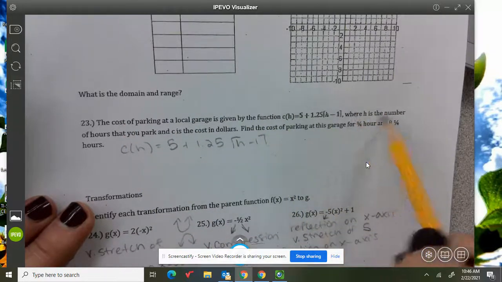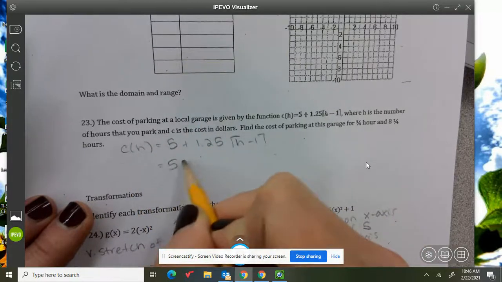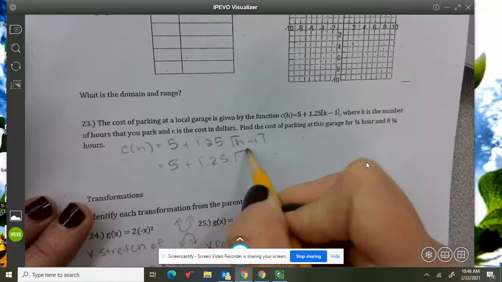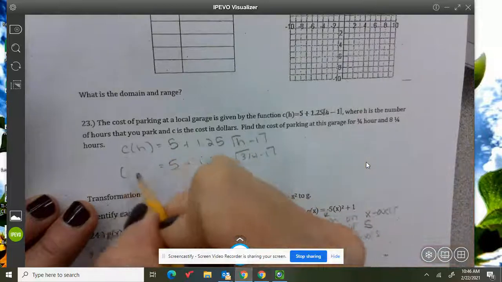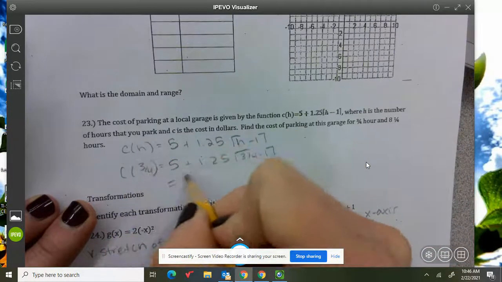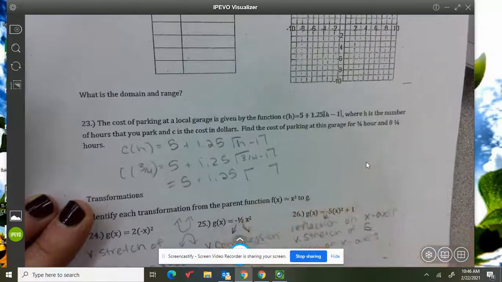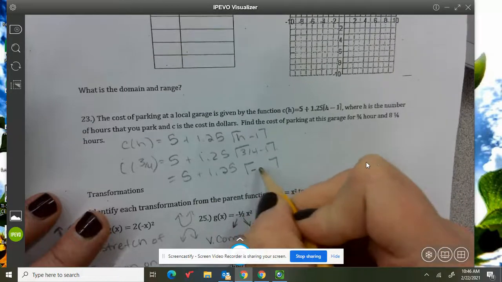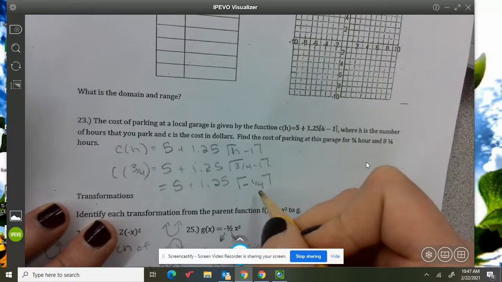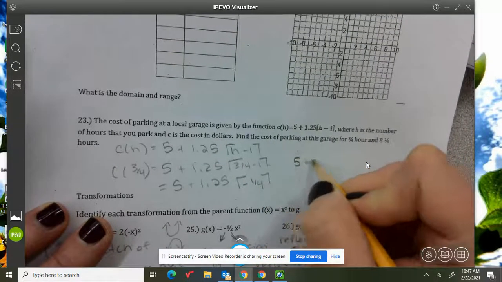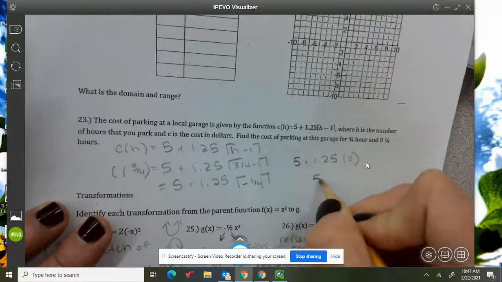It says where H is the number of hours you parked and C is the cost in dollars. Find the cost of parking at the garage for 3/4 of an hour, which would be 45 minutes, and for 8.5 hours. So we're putting in 3/4 of an hour. So if I park for 45 minutes, it was going to round that up. So if I remove 3/4 from -1, that's negative 1/4. So when you round that up, it's 0. Did you really park for 0? No, but they're going to charge you. When you round this up, it becomes 0. It's only going to charge you for $5 if you were within that hour.